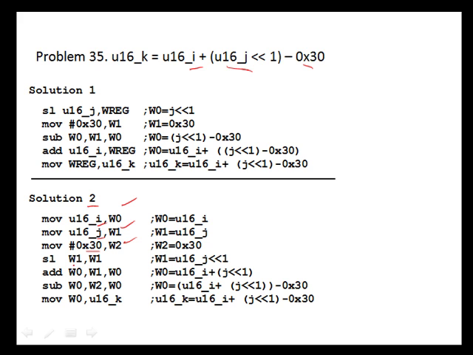We'll first do this computation. We'll shift left W1, put the result in W1. So W1 will have J shifted to the left by 1. We're then going to go ahead and add I to this. So we're going to add W0, which contains I, to W1, which contains this partial result, and place the result back in W0. At this point, the only thing we have left is to subtract this immediate value, which is sitting in W2. So we subtract W2 from W0, place the result back in W0, which now has our final result. And finally, all we need to do is write W0 to variable K.